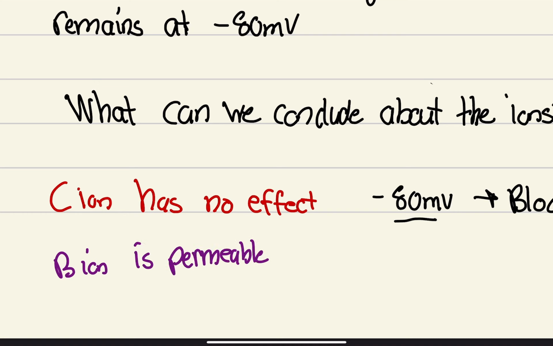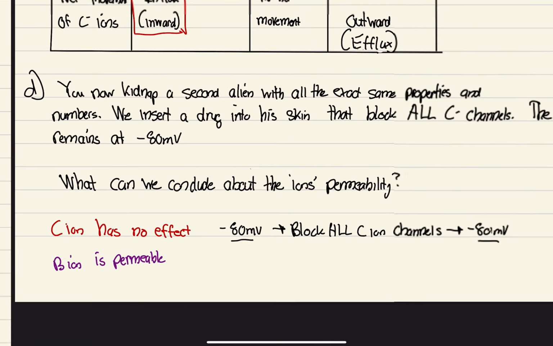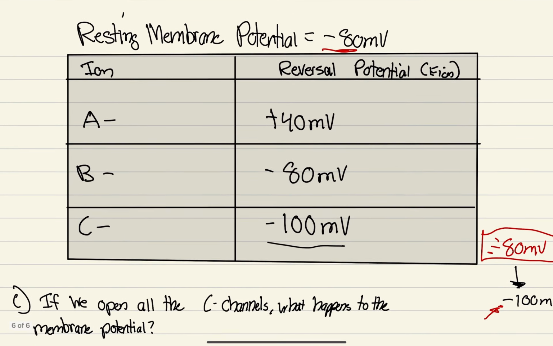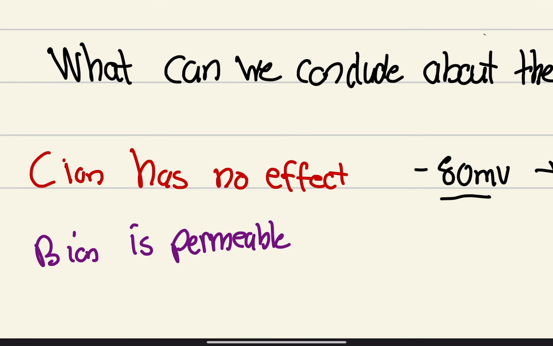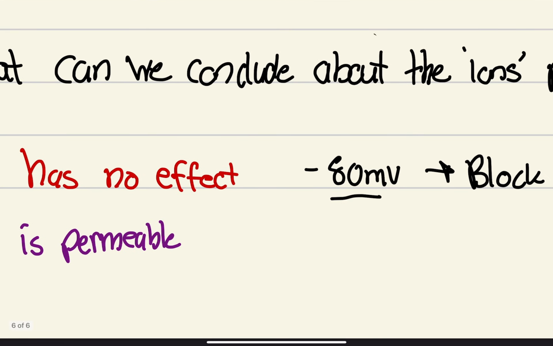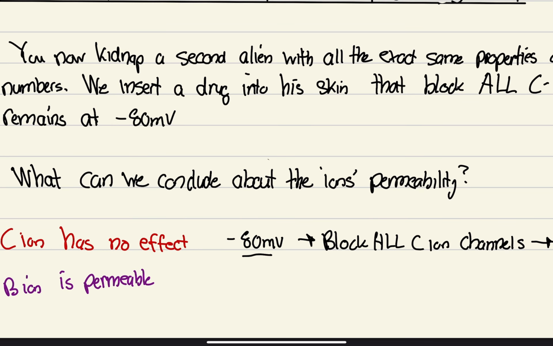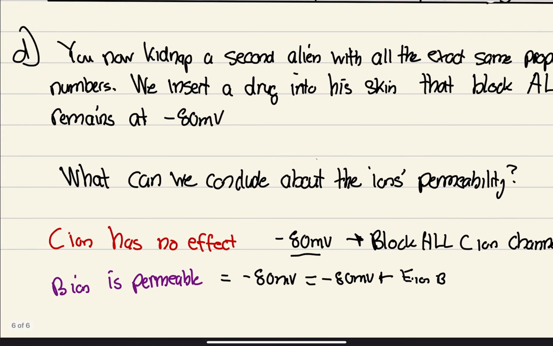How do I know this? Well, I can tell you that A ion is not permeable or has no effect because, let me answer this one. So B ion is permeable because negative 80 millivolts, which is resting, equals negative 80 millivolts of the E ion of B. Okay, it is not A.